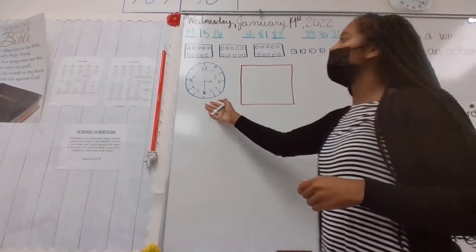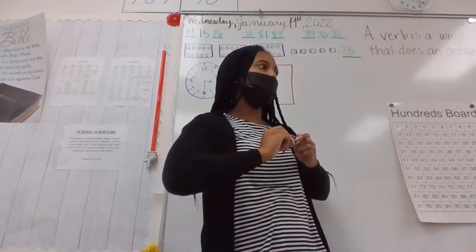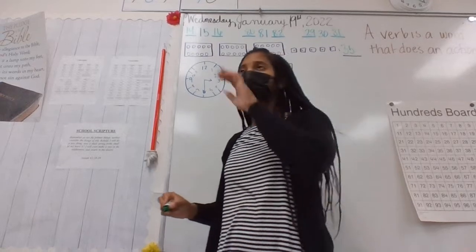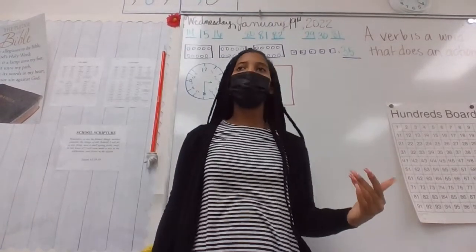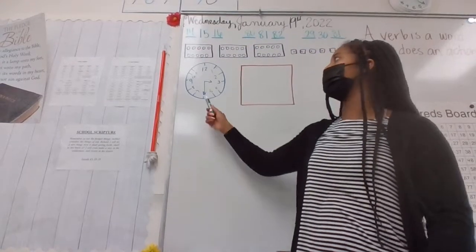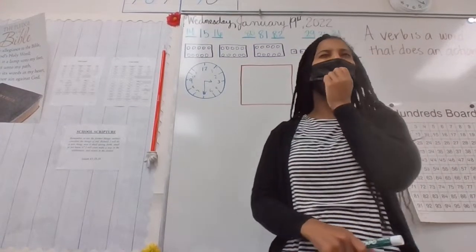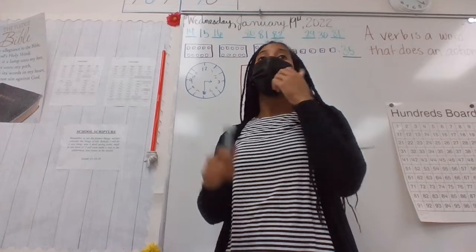Awesome. Okay, yesterday we learned how to tell time to the half past. Remember, a full hour is on the 12, full hour o'clock. But when we say half past, our long minute hand will be on the 6, which means how many minutes into the hour? 30 minutes.